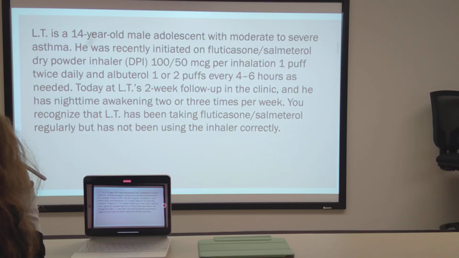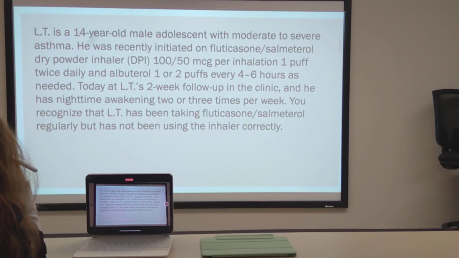Today is LT's two-week follow-up in the clinic, and he has nighttime awakenings 2 or 3 times per week, and you recognize that LT has been taking fluticasone, salmeterol regularly, but has not been using his inhaler correctly. So y'all remember what fluticasone, salmeterol is? It's a dry powder inhaler, okay?